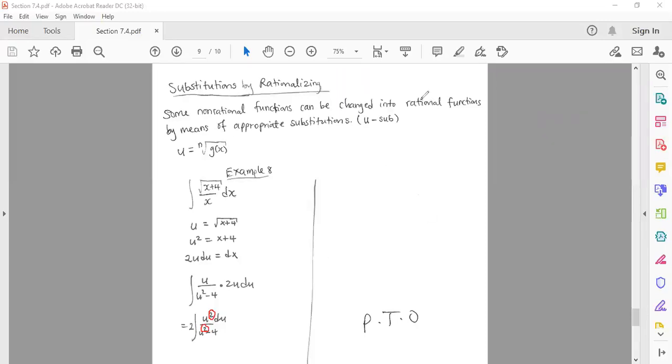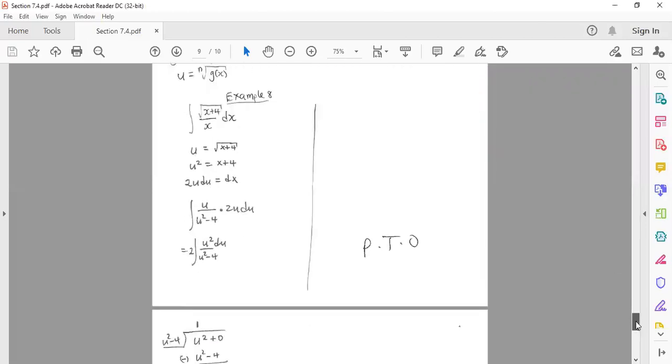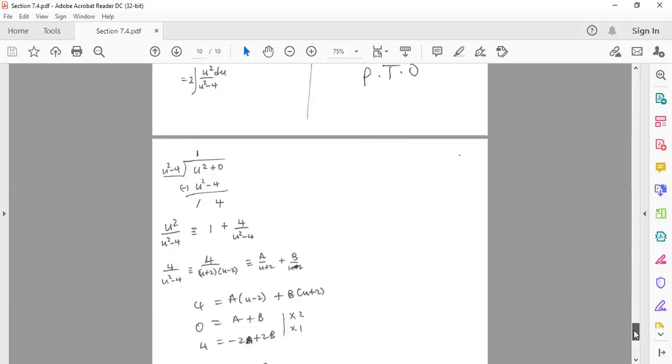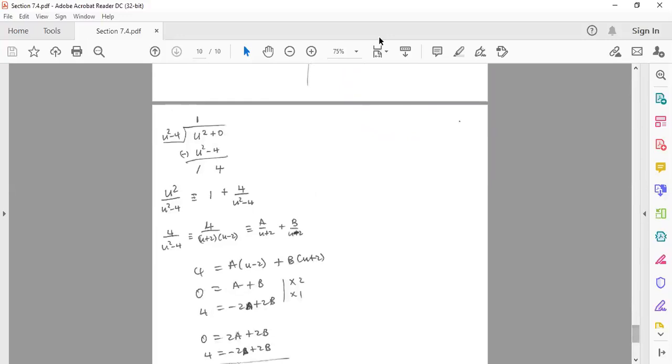So you're going to start with long division. I'm just going to clear it and scroll down so that you see the long division. If you do long division, notice you just get 1 at the top, and your remainder will just be 4. So remember, you write it as 4 over the divisor, which is u squared minus 4. This piece here, we need to do partial fractions because you can't integrate this directly. Difference of squares means you have u plus 2, u minus 2.